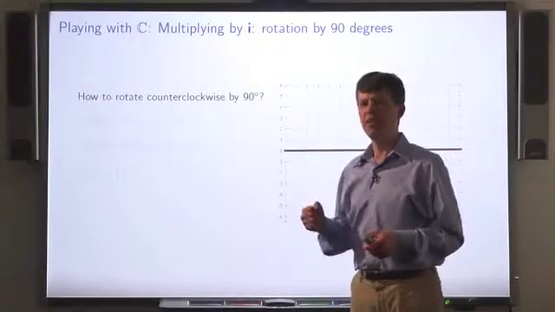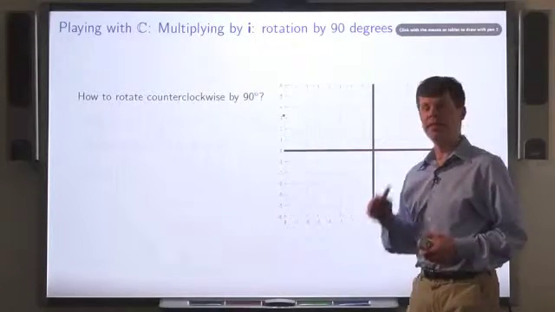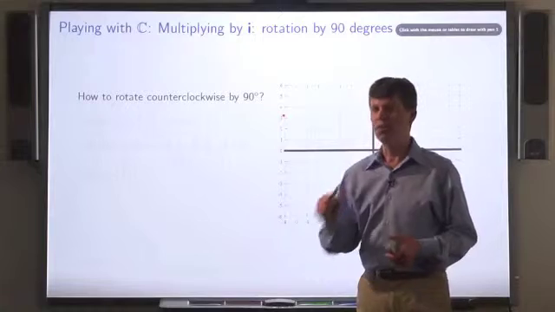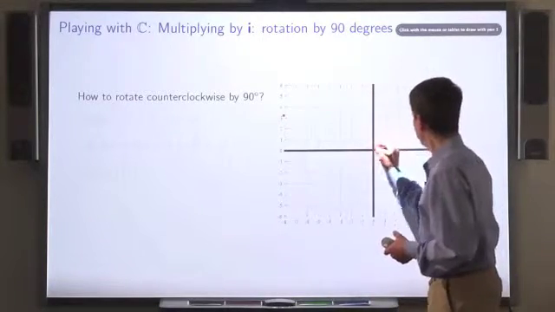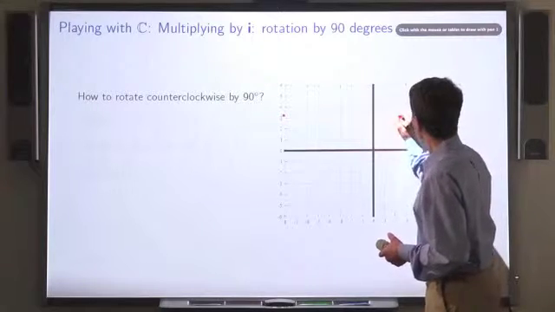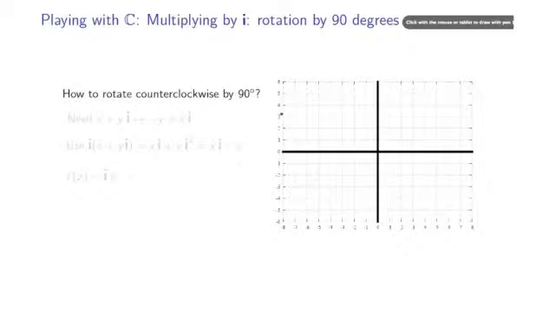How would we rotate by 90 degrees? Let's say we start with the complex number 2 plus 4i. So that's represented by the arrow that goes 1, 2, 3, 4. Rotating that 90 degrees should give us this arrow, represented by the arrow that goes 4 units to the left and 2 units up.